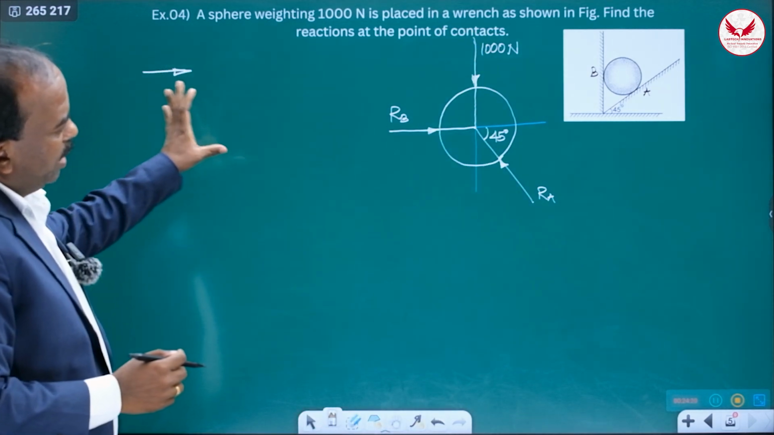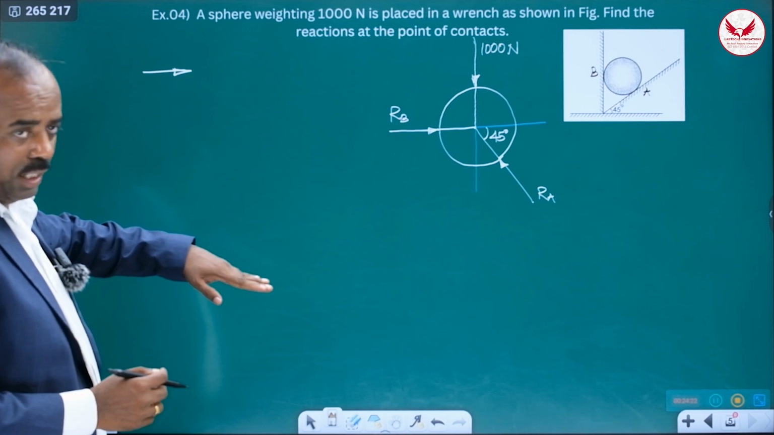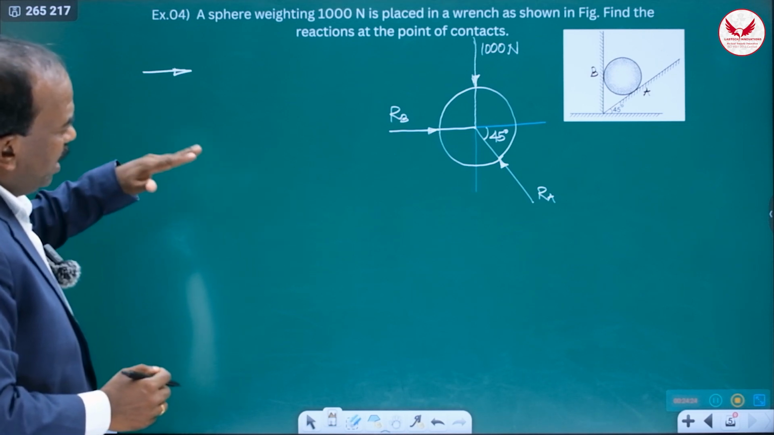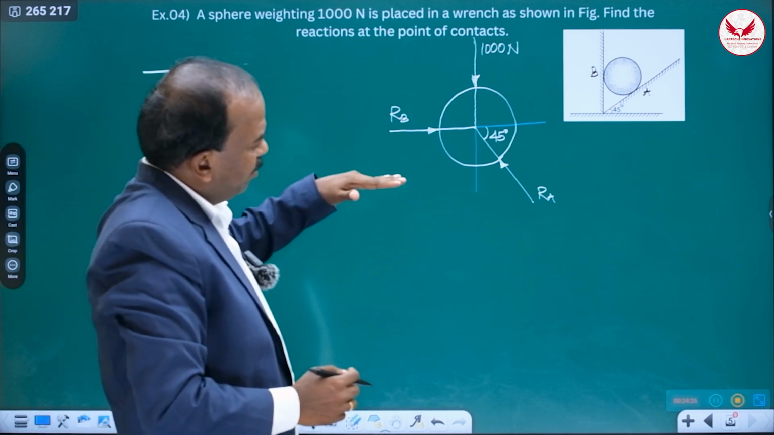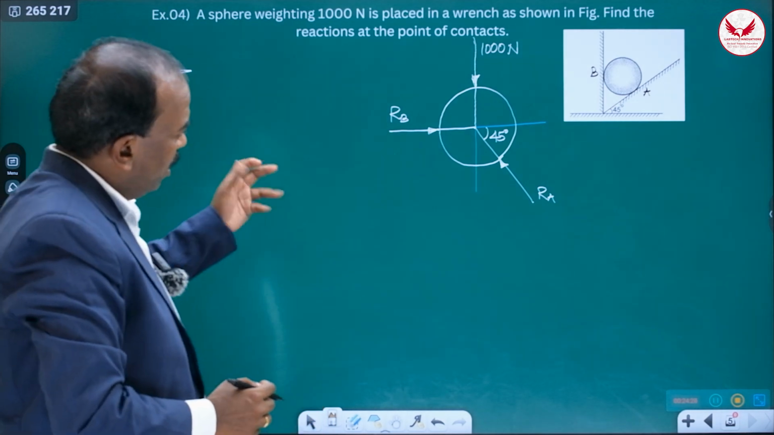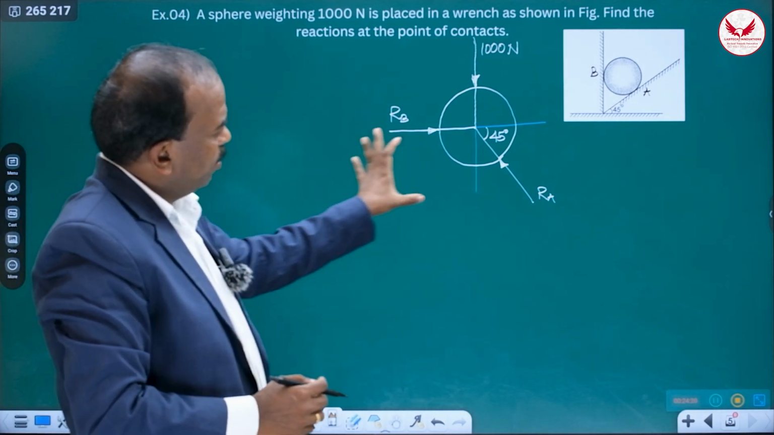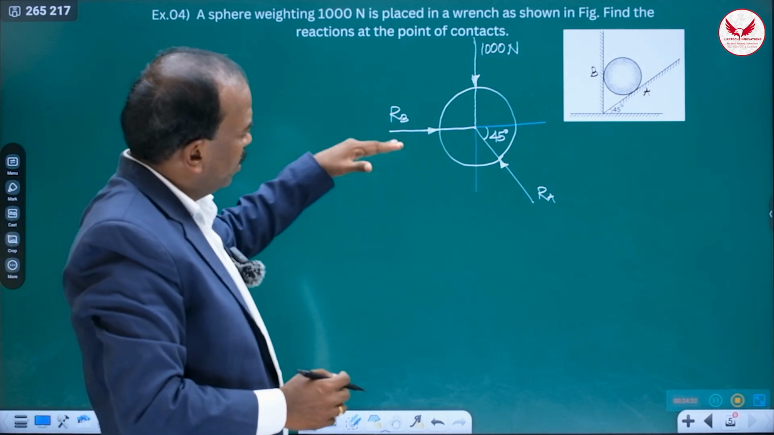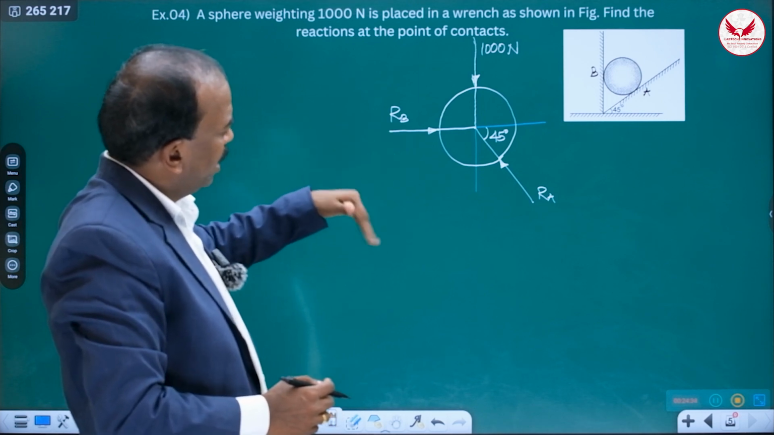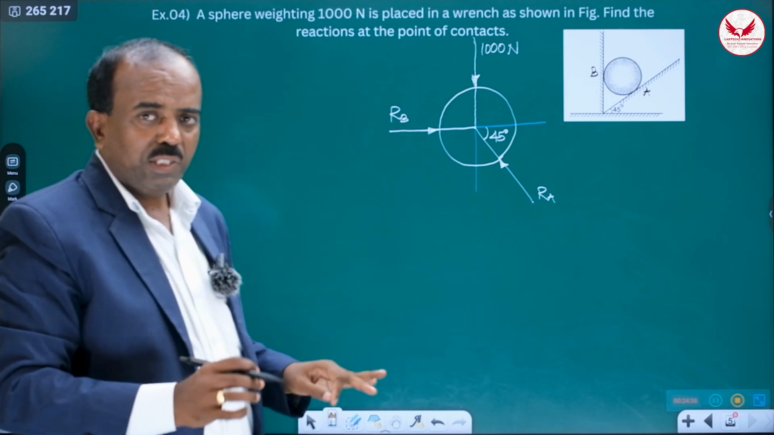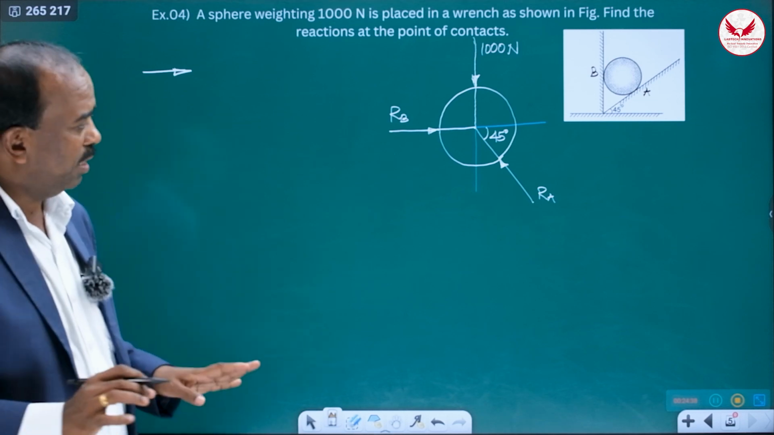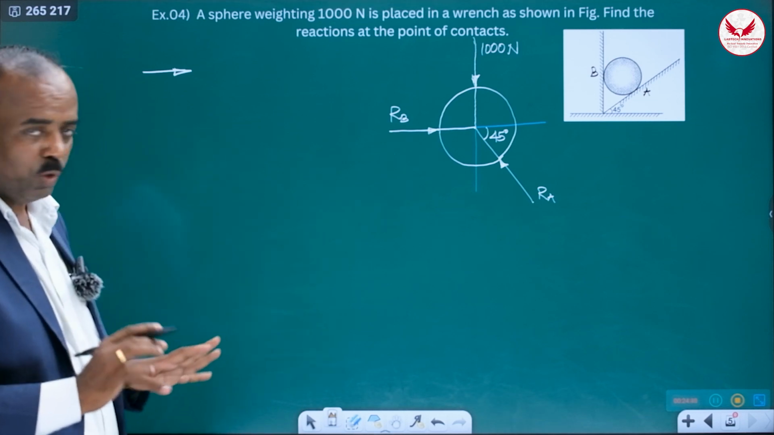And when the free body diagram has three forces, Lami's theorem is the best option. But this problem can be solved by other ways also. So when to use that other way? If out of two unknowns, one of the unknowns is horizontal or vertical, then you can think directly of summation Fx is equal to 0 or summation Fy is equal to 0. I'll show by both ways.